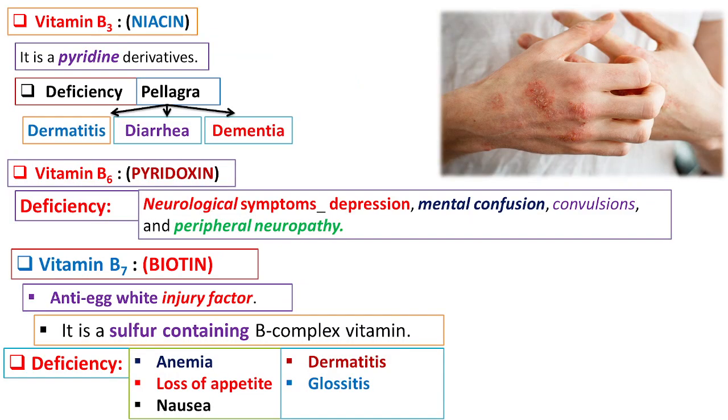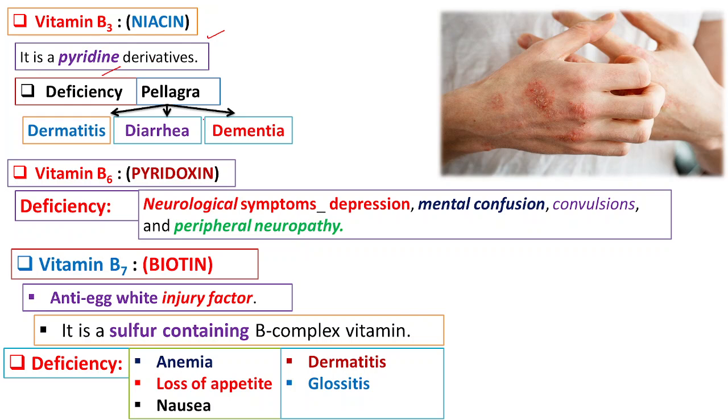Coming to the next, vitamin B3. So what do you mean by vitamin B3? It is so called niacin. It is a pyridine derivative. So if a question comes on pyridine derivatives, we need to answer vitamin B3, niacin.